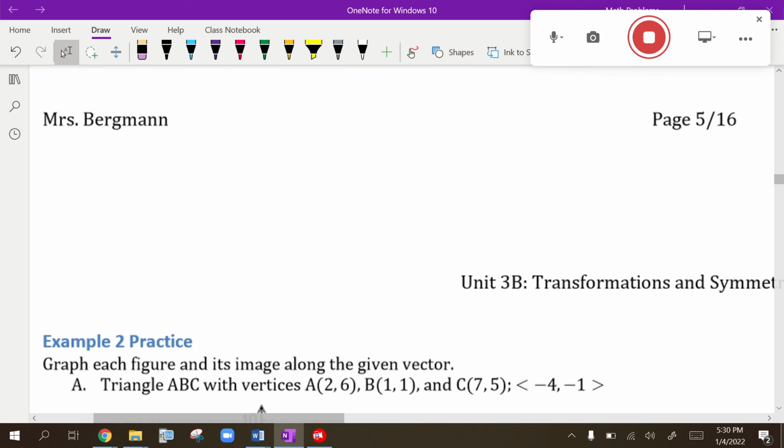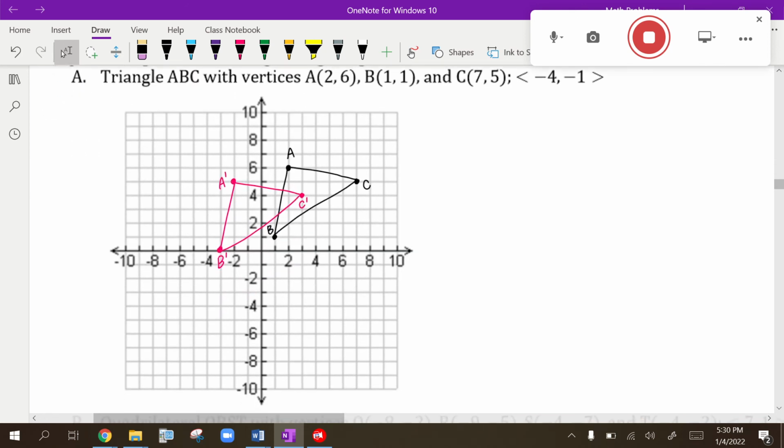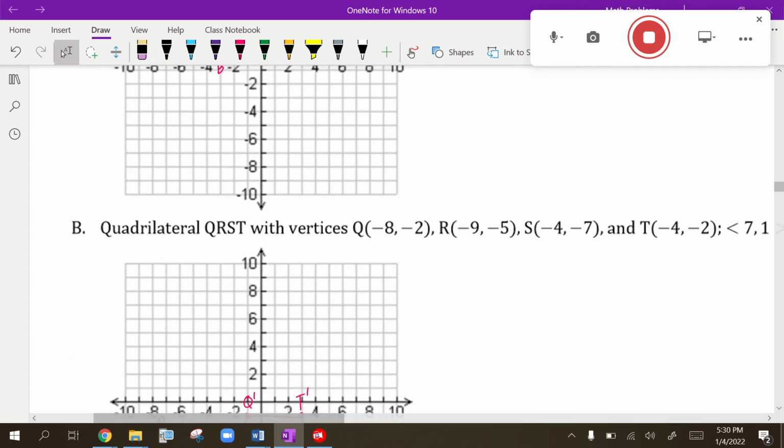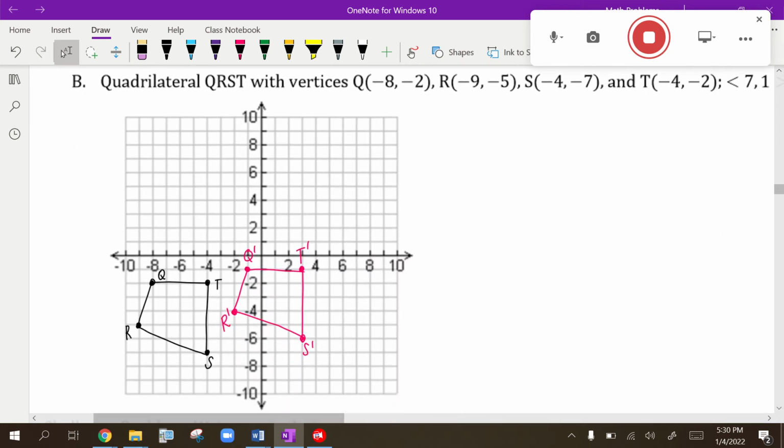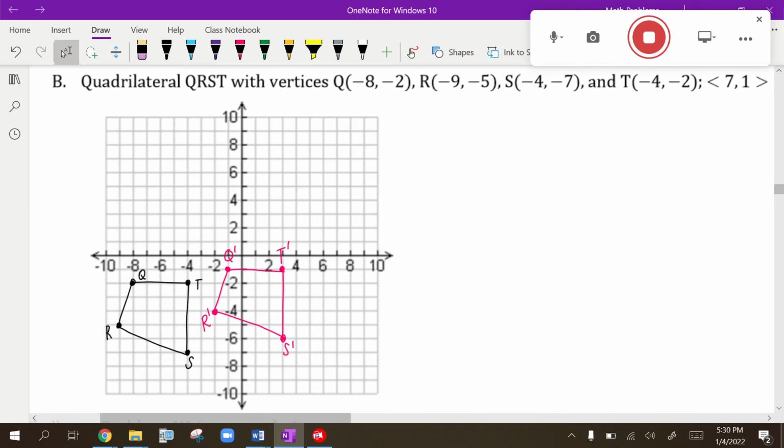Alright, if you feel like you need some extra practice with this, you can go ahead and try these practice problems. Here's the correct answer for this one. You have to go left 4, down 1. And here's the correct answer for this one. You need to go right 7, up 1.